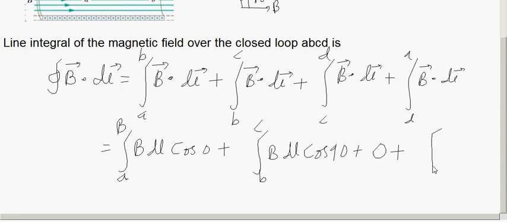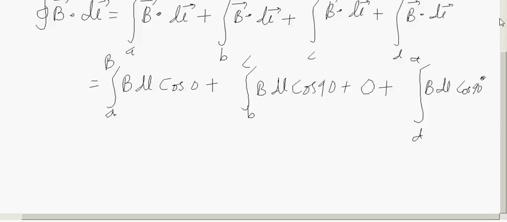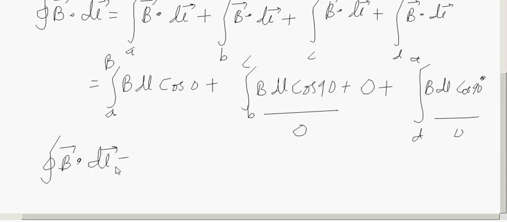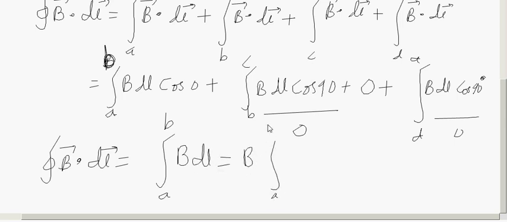Then B to C is over. So A to B, B to C, C to D, and then D to A. Similarly, D to A is again B dl cos 90. The angle between B and dl will be 90 degrees because B is in this direction and dl in the downward direction. Cos 90 being 0, this term also reduces to 0. Therefore the line integral of B dot dl is equal to the integral from A to B of B dl, which can be written as B times the integral from A to B of dl.